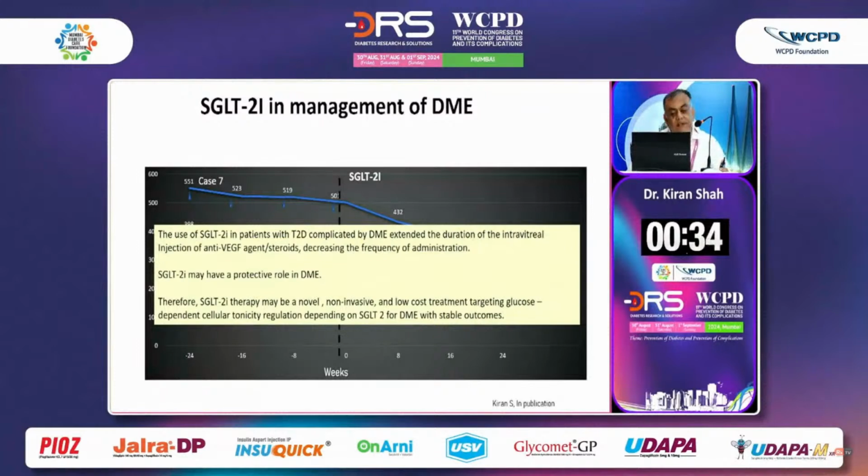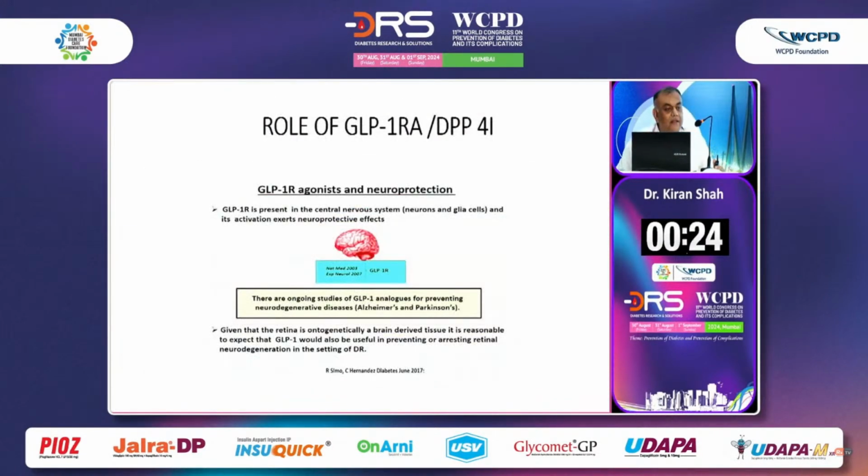Therefore, SGLT2 therapy may be a novel, non-invasive, low-cost treatment targeting glucose-dependent cellular tonicity regulation in DME, with stable outcomes. The role of DPP-4 inhibitors, I would say yes. The retina is ontogenetically a brain-derived tissue, so it is reasonable to expect GLP-1 would be useful in prevention.